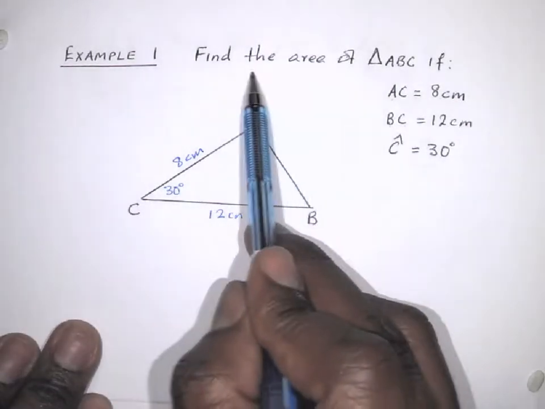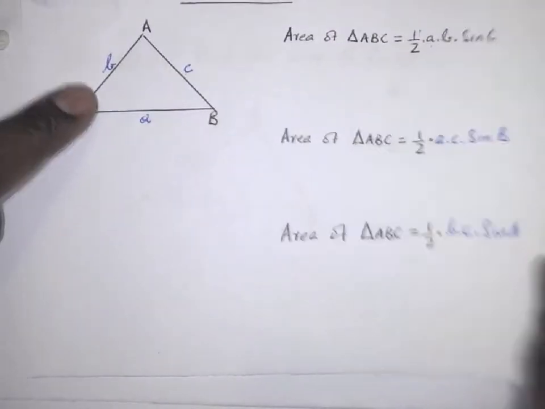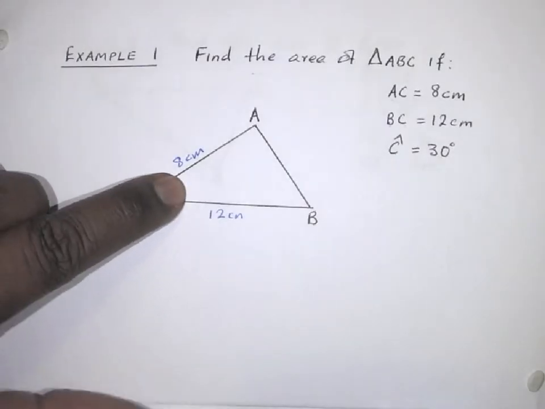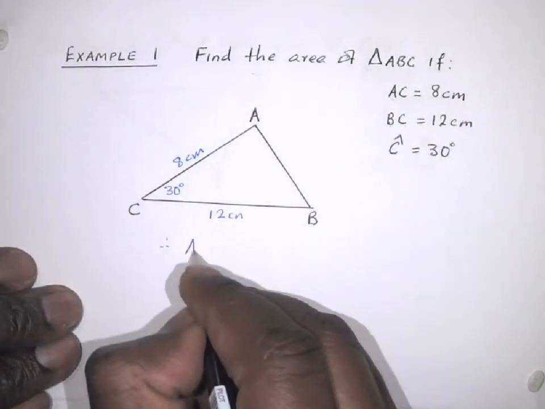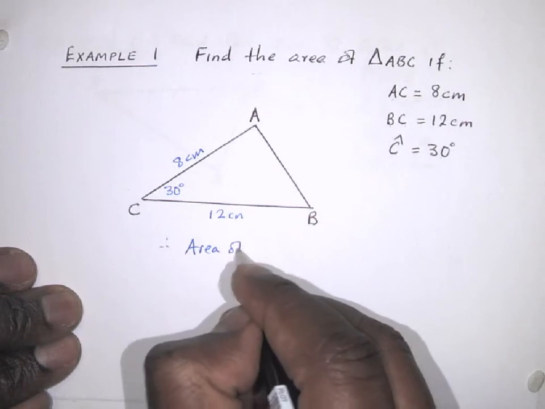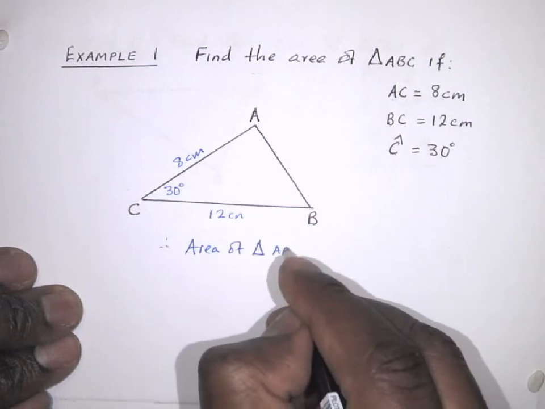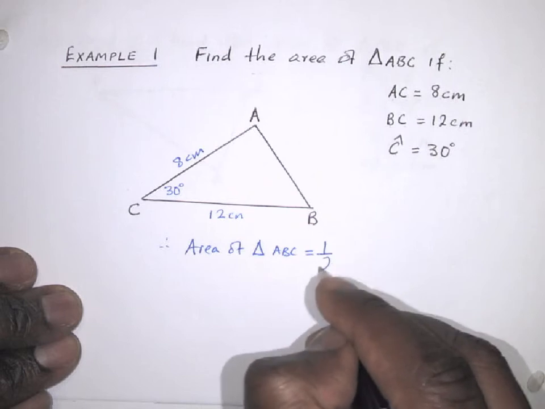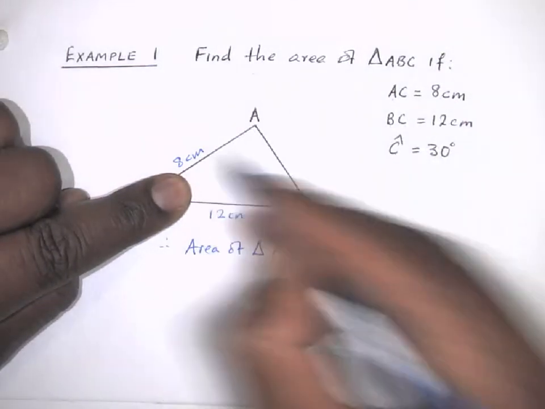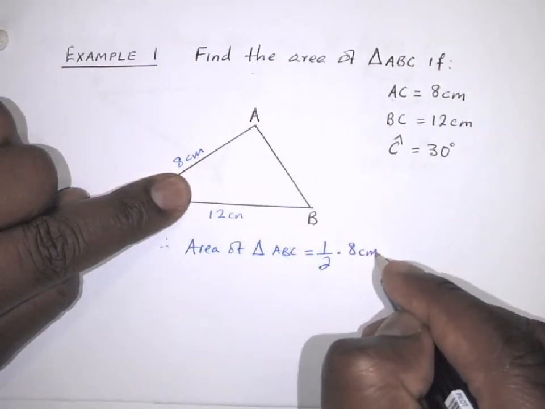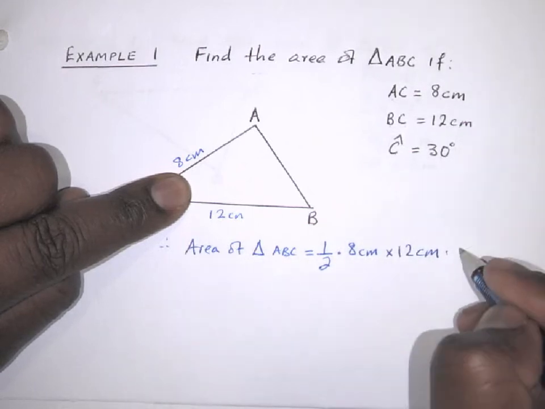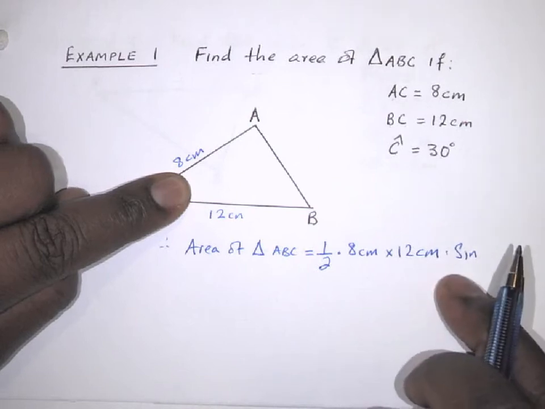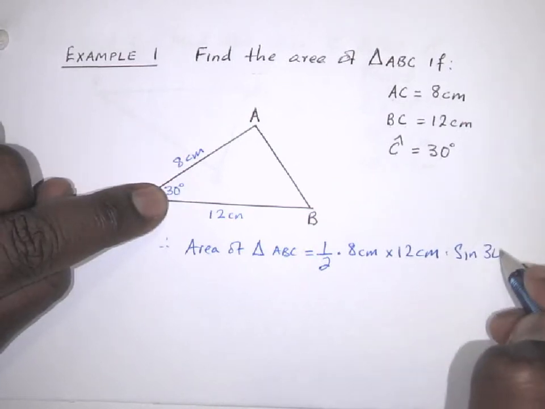They want us to work out the area of the triangle. We said to work out the area of a triangle, the angle must be included. That angle is included, and then we've got those two sides. Therefore, we can say the area of this triangle ABC is equal to half, then we multiply by 8 centimeters multiplied by 12 centimeters. Then we multiply by sine of the included angle, which is 30 degrees.